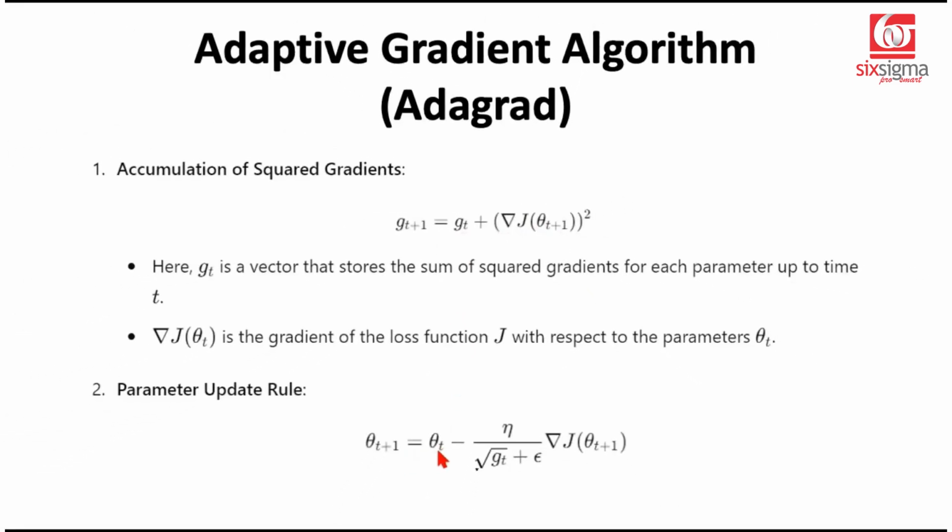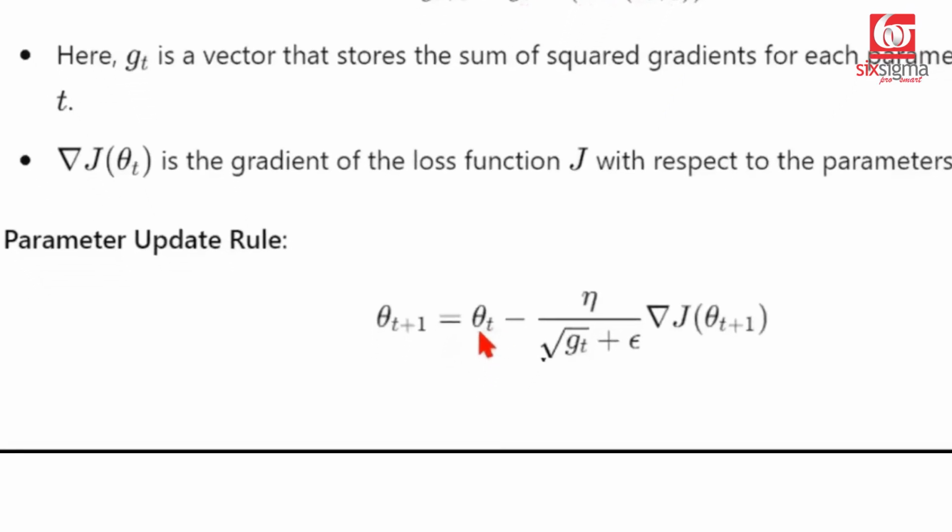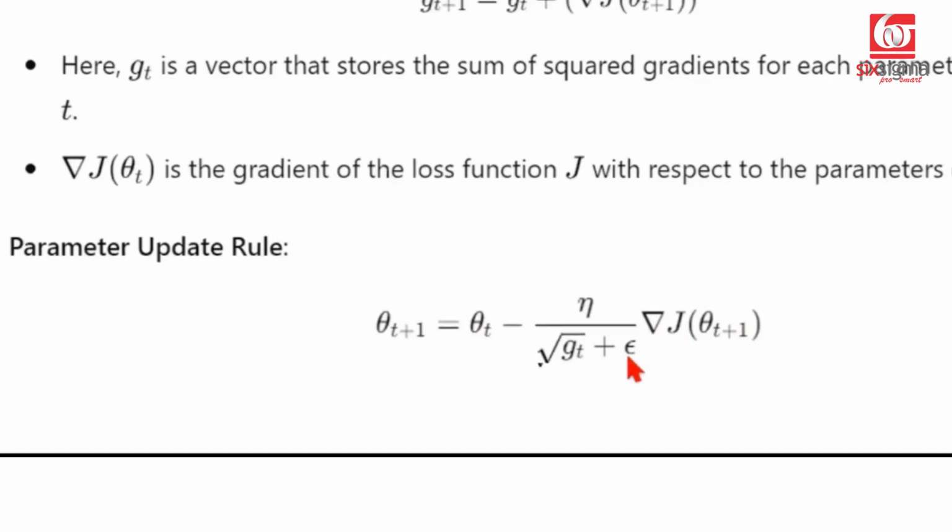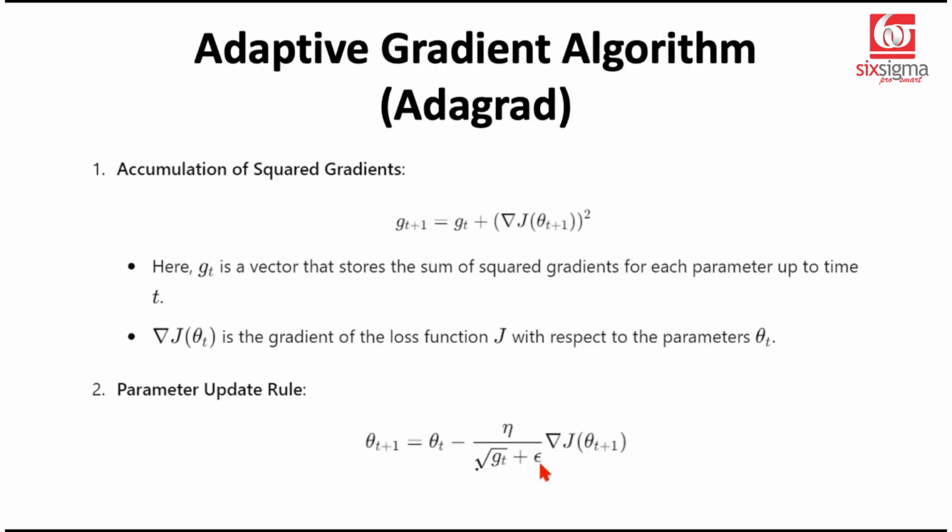The parameter update rule in this case is somewhat modified. So far we were saying theta t plus 1 would be equal to theta t minus learning rate times the gradient at that point. But now we are saying we will be dividing the learning rate by the square root of these summed up gradients. And we also add a small constant epsilon here to ensure that we don't end up dividing by 0, because at the initial stages, we generally would not have accumulated gradients. So we don't want to be dividing by 0 to begin with. It will make the learning rate infinity.